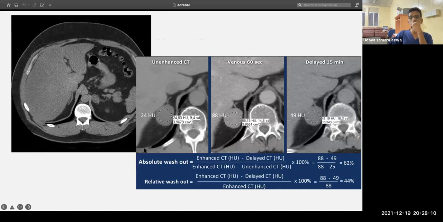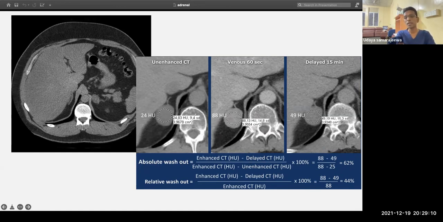So if you look at this image carefully, the first picture is unenhanced, that is without contrast. And you can see, if you look carefully, there is a lesion in the left adrenal here, right? And if you look at the other image, now this is a right adrenal lesion. In the non-contrast CT, there is a 24 Hounsfield value. That is significant because it's more than 10. And then in the 60-second venous phase, you can see the contrast value is 88 Hounsfield, and at 15 minutes, it's 49. Using these values and this timing, we calculate absolute washout and relative washout. So this is how we calculate the absolute and the relative washouts.